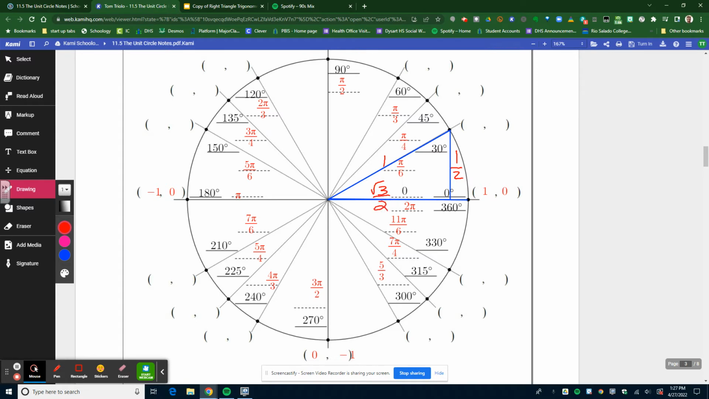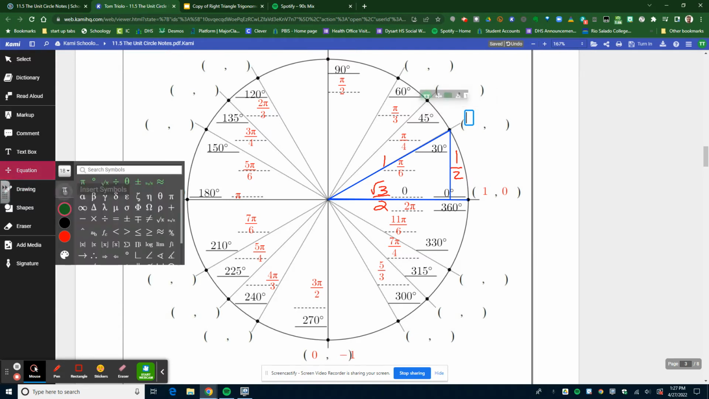So that means my x value up here is square root of 3 over 2. And my y value is this distance right here from the axis up to that point. So that's just going to be 1/2. I forgot the comma there. Here we go, 1/2. So that is the x and y coordinate at 30 degrees.